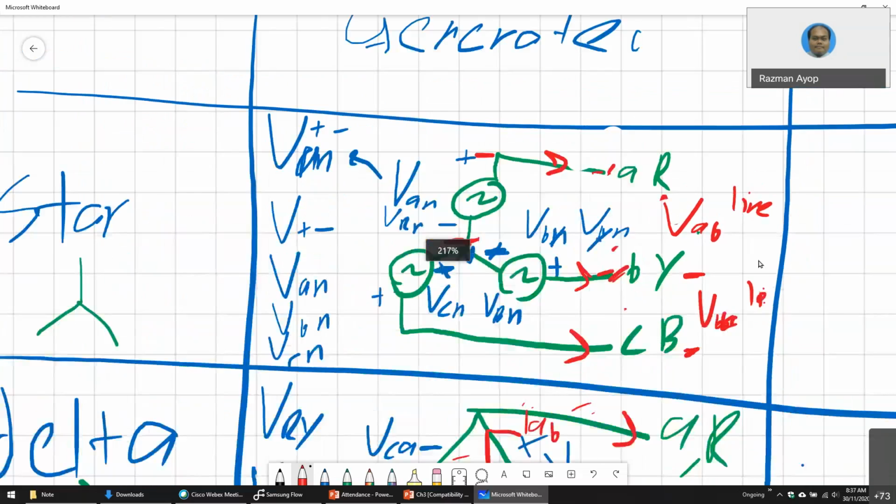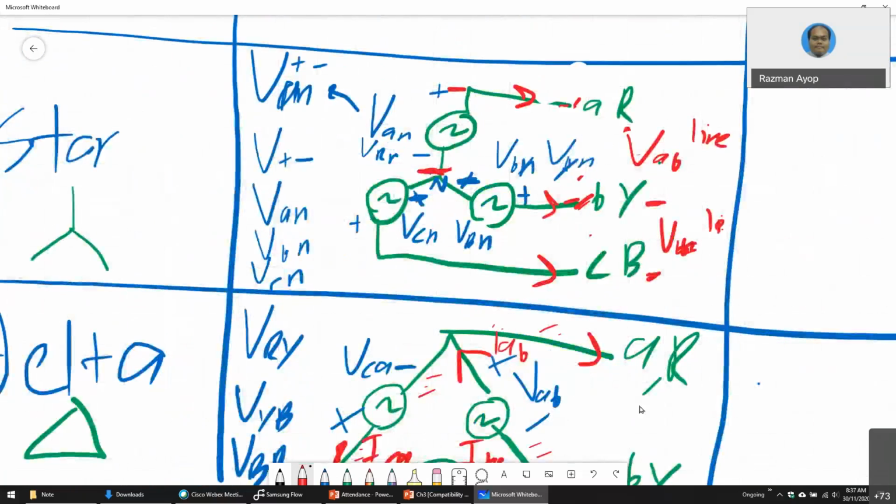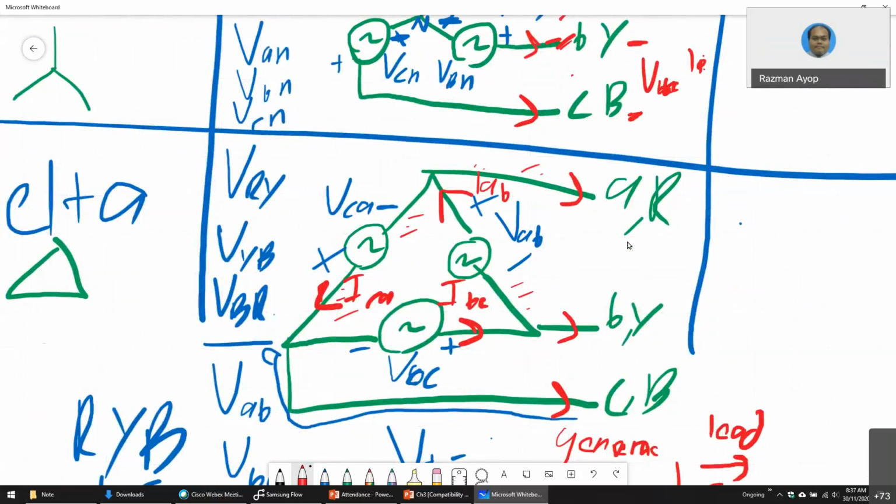Same here. This one is phase voltage. From here to here is phase voltage. And for current, if you look here, this is line because it is at the line. So line current. This one is IA, IB, IC. This one is phase current. So phase is IAB. Make sure you differentiate this.